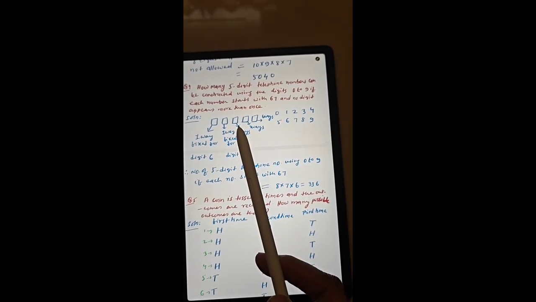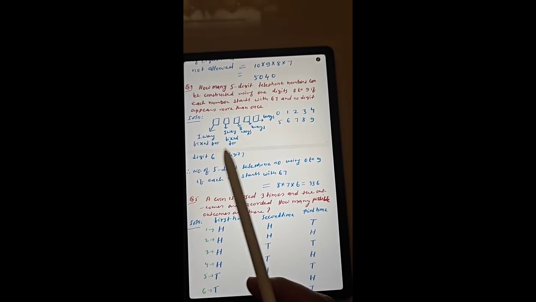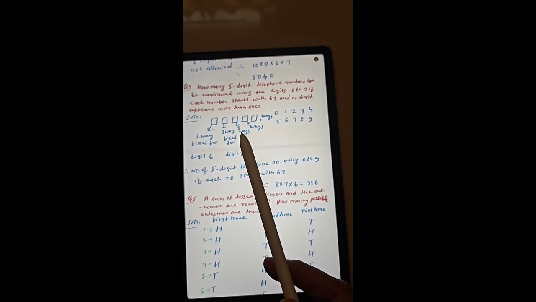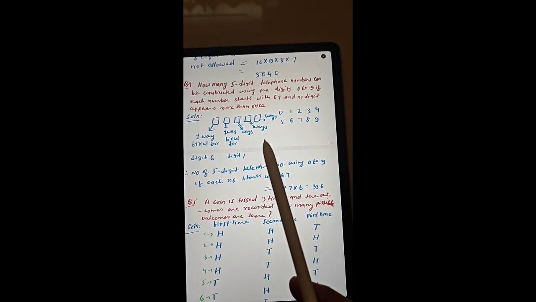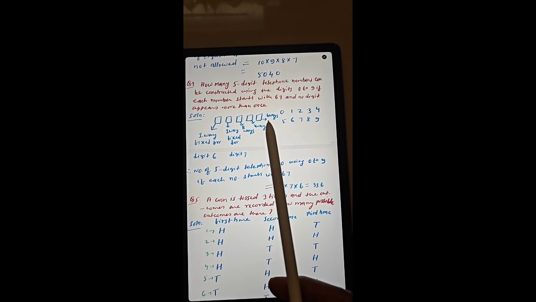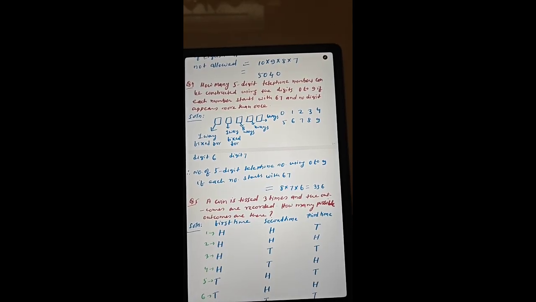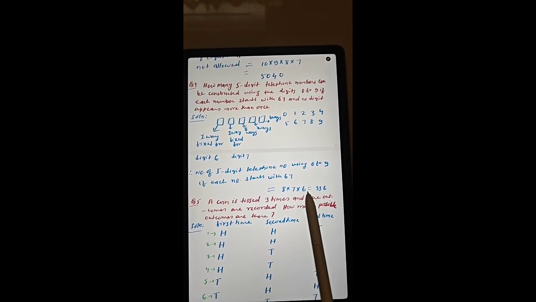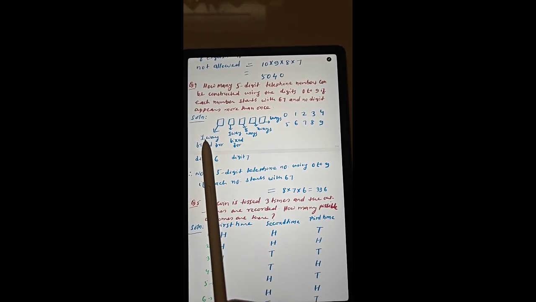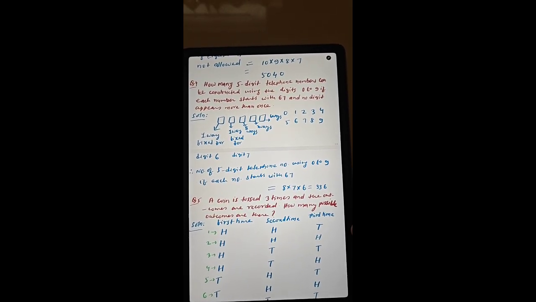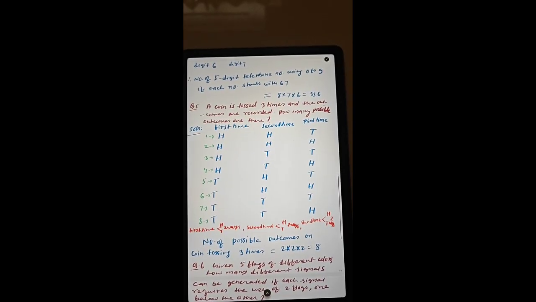Now you have the third place. 2 digits have been occupied, so we are remaining with 8 digits, so the third place can be filled with 8 digits. Now as repetition is not allowed, the fourth place will be filled in 7 ways and the fifth place will be filled in 6 ways. So your number of ways will be 8 into 7 into 6, that is 336. Because this is 1 way, means 1 into 1 into 8 into 7 into 6. So this is the solution of question number 4.